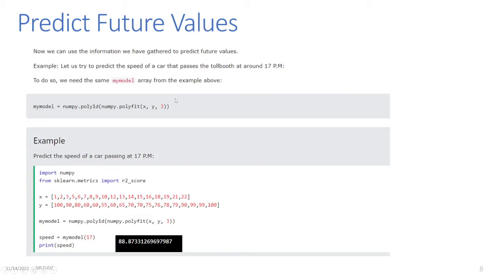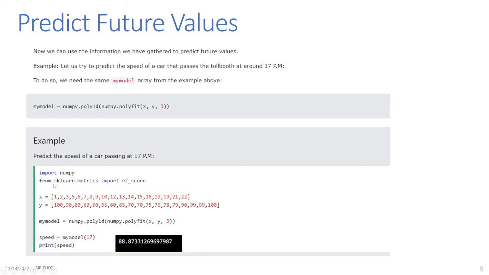So let's now try to predict future values. Since we know our data is good for polynomial regression, we can now use this to predict values. We can use the information we have gathered to predict future values. For example, let's try to predict the speed of a car that passes the toll booth at around 17 p.m., so that's around 5 p.m. To do so, we need to use my model from the example above. Predict the speed of a car passing at 17:15.